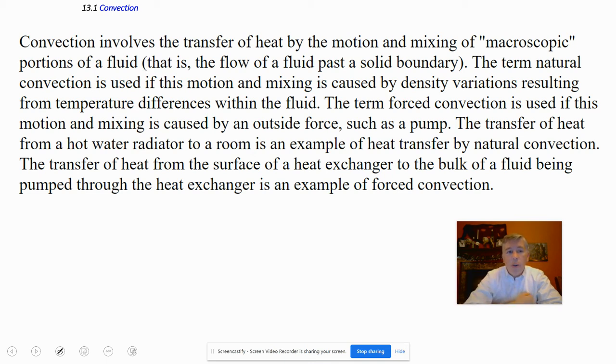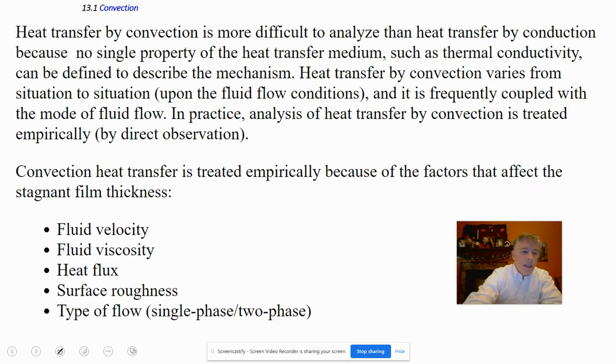This slide goes through convection again, the fact that it's dealing with these macroscopic portions of the fluid flowing through there. We talk about forced convection with a pump. We talk about natural convection with the movement of air and density changes and stuff like that. But heat transfer by convection is more difficult to analyze than the other heat transfers, whether it's conduction or radiation, because we don't have a simple concept. There are different kinds, there are different parts to it.